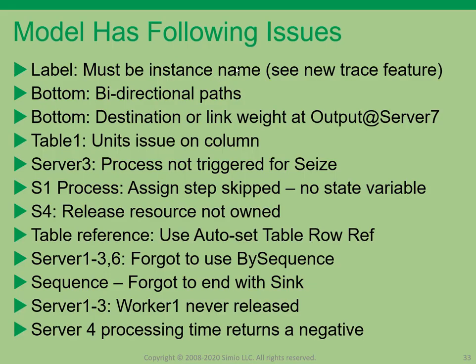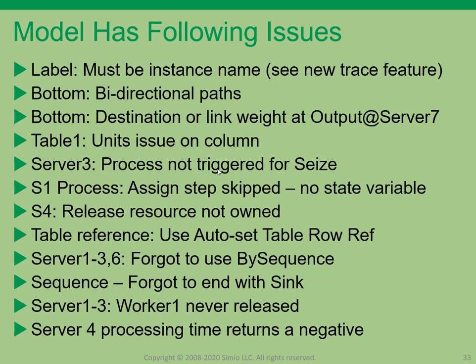So in summary, here were the issues that we found. That initial status label, we had the object name rather than the instance name. In the bottom, we needed bidirectional paths so that the vehicle could move back and forth. In the bottom, we needed to use the destination rather than link weight at server 7. Table 1, we had the units column in that it was clear that we wanted it to be in minutes, but we hadn't specified that, so it defaulted to hours.